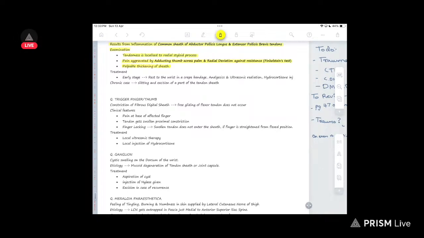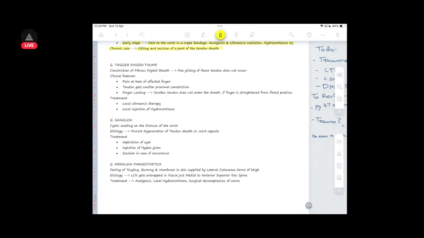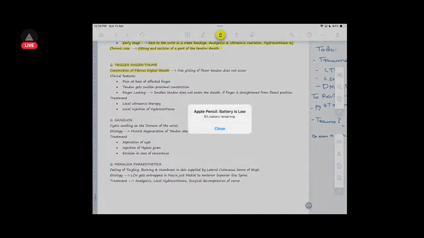palpable thickening of the sheath. For treatment in the early stage, you have rest of the wrist in a crepe bandage, analgesics, ultrasound, radiation, and hydrocortisone injection. In chronic cases, slitting and excision of a part of the tendon sheath can be done. Then you have trigger finger or thumb, which is constriction of the fibrous digital sheath.